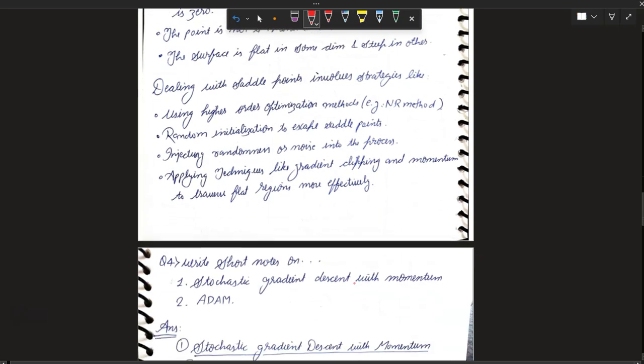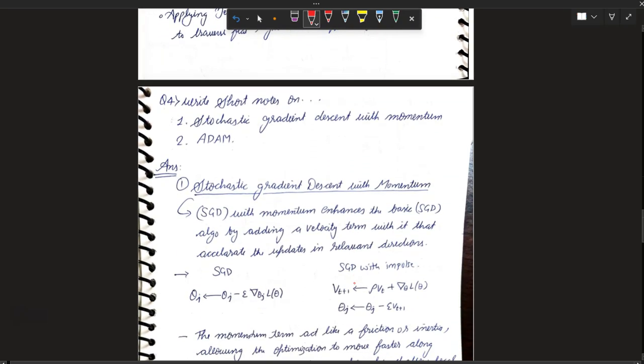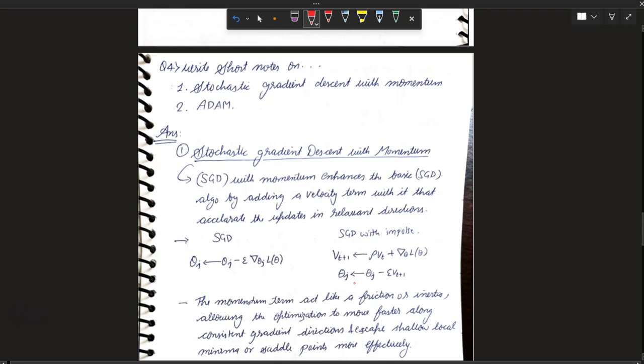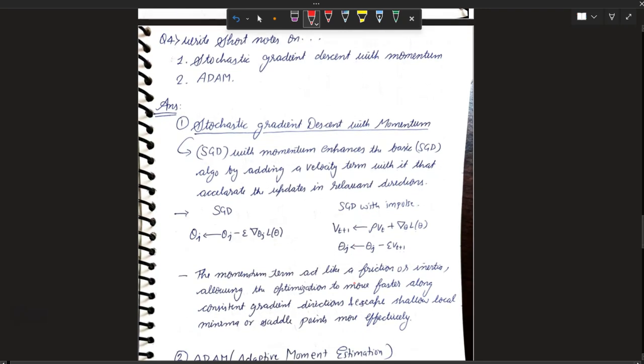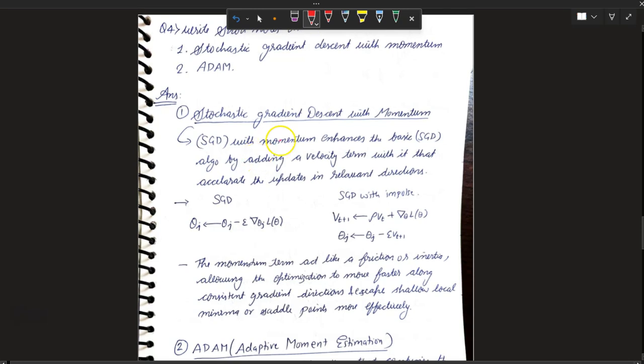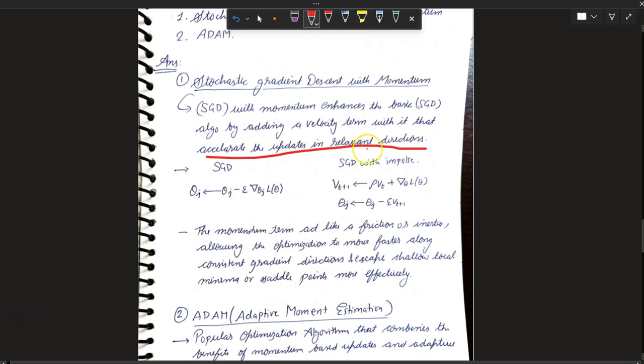Now let's move to the next question: write a short note on stochastic gradient descent with momentum and ADAM. So what is stochastic gradient descent with momentum? It is SGD with an extra momentum term. SGD with momentum enhances the basic algorithm by adding a velocity term that accelerates updates in the relevant direction.